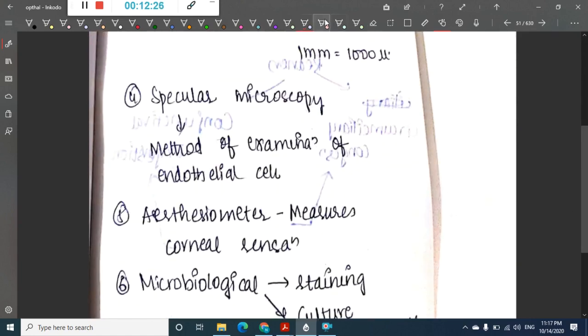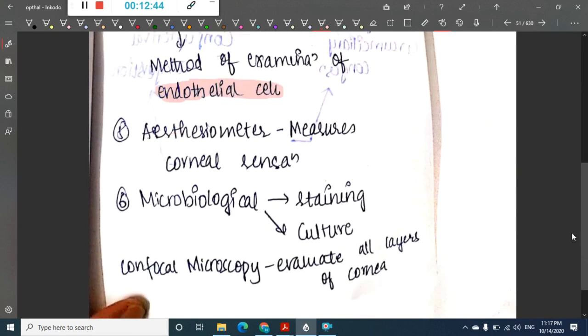Okay, then for measuring corneal thickness, we also have one more. Now we have specular microscopy. Why is specular microscopy used? It is for measuring the endothelial cells. For examination of endothelial cells, we can use specular microscopy. Then we have something called an aesthesiometer. What does this aesthesiometer do? It will measure the corneal sensation. For measurement of corneal sensation, we can use this aesthesiometer.